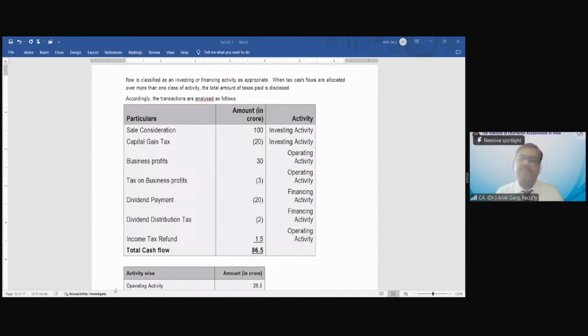Sir, can you take the last concept of foreign exchange gain? Yes, foreign exchange gain. On the cash and cash equivalent, foreign exchange gain or losses? Yes, sir. Okay, so I will take question number 3, which is there for the foreign exchange. Let's discuss question number 3.